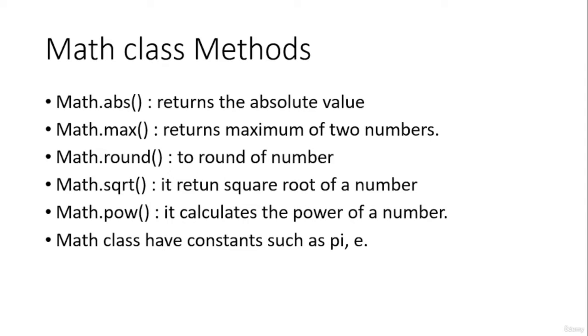Next method is round. round will do the rounding operation. It will round to the particular decimal places and give you the value. Next is sqrt. The square root of a number is returned after using the Math.sqrt function. Next method is power, pow. We can pass two values, the value and the particular exponent value which we want to provide. So that will be Math.pow.